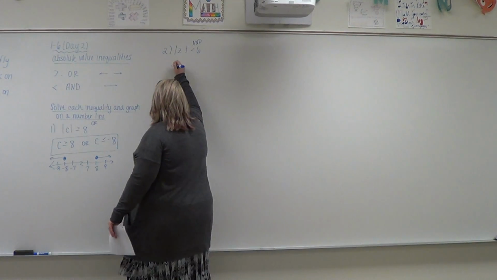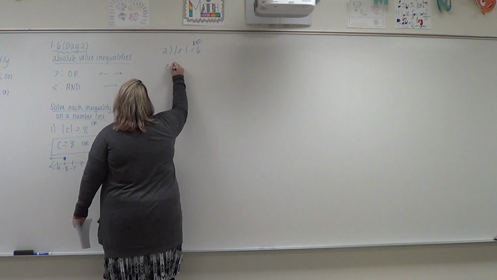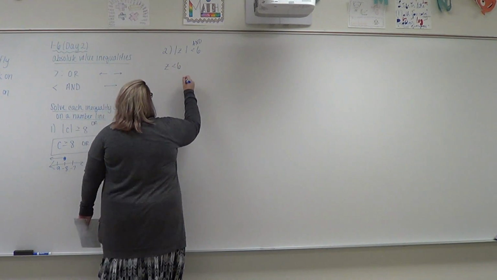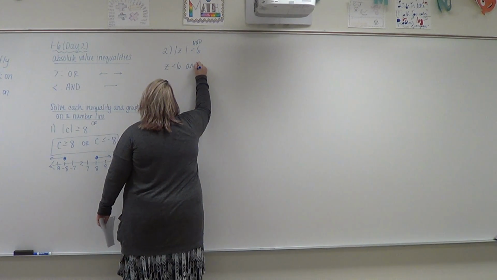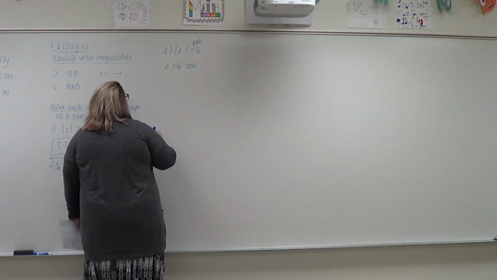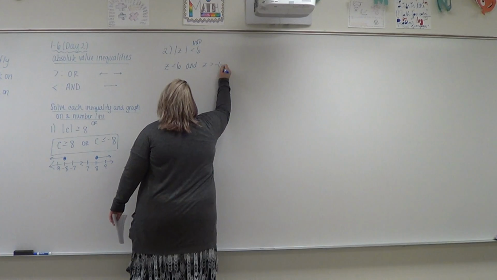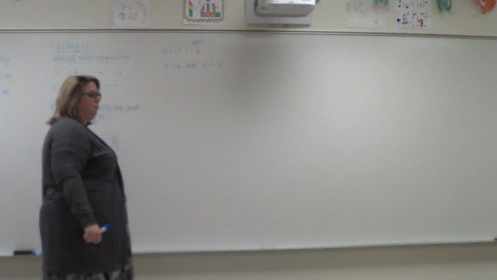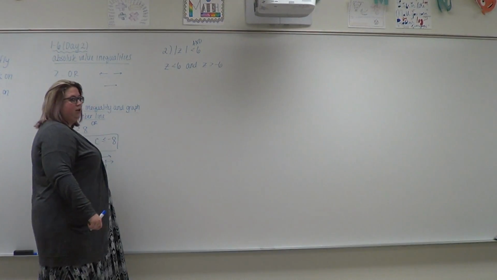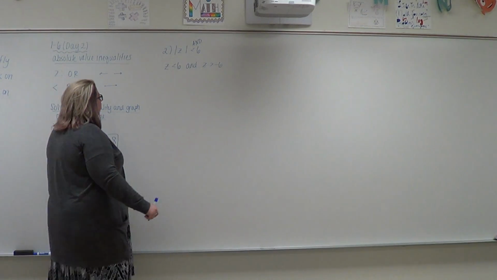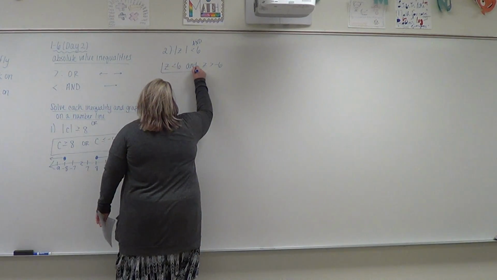So first one stays the same. You just drop off the absolute value and write the word and in between. Then the second one, you flip the sign and you make it negative. Alright, then if you needed to solve for the variable, you'd solve for the variable. These are already solved. So this is your answer.